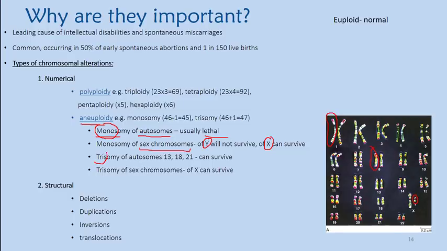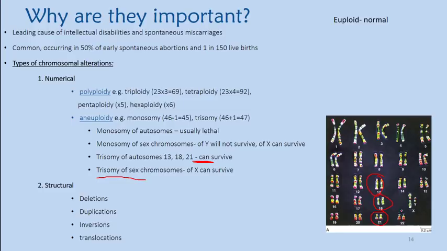Trisomy, tri refers to 3, of the autosomes can exist, and when you have trisomy of 13, so 3 of 13, or if you have 3 of 18, or 3 of 21, these cases can survive. These are known chromosomal abnormalities of an aneuploid cell that can survive. Trisomy of the sex chromosomes.